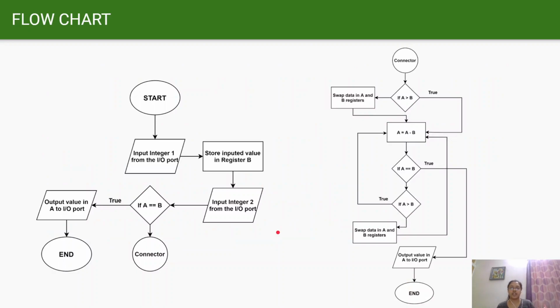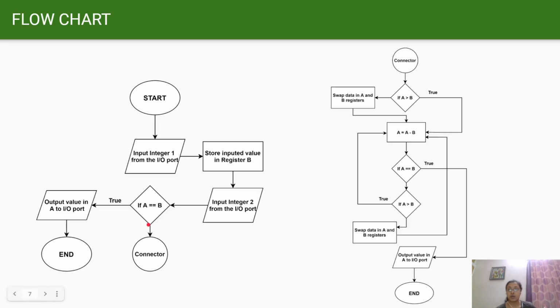So here is the flowchart of the algorithm. First, we'll input the first integer, then we'll store it in B, and then we'll input the second integer. By default, when we're using the IO ports, the integer is stored in the accumulator. Then we'll check if both of them are equal. If both of them are equal, then we'll put it in the IO port as an output, and then terminate the program. We're doing this because if both the numbers are equal, then the number itself is the HCF.